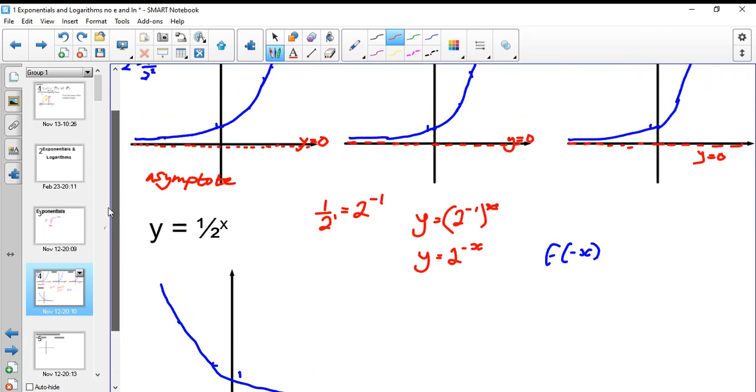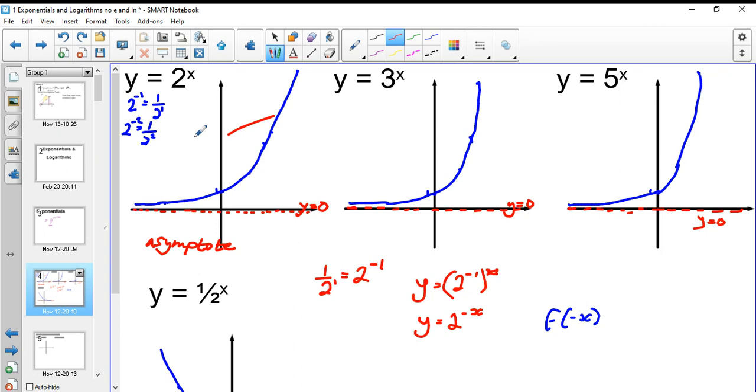Now you really need to remember that y equals 2 to the x looks like that, and y equals 2 to the minus x looks like that. Those should be the ones that you memorize.